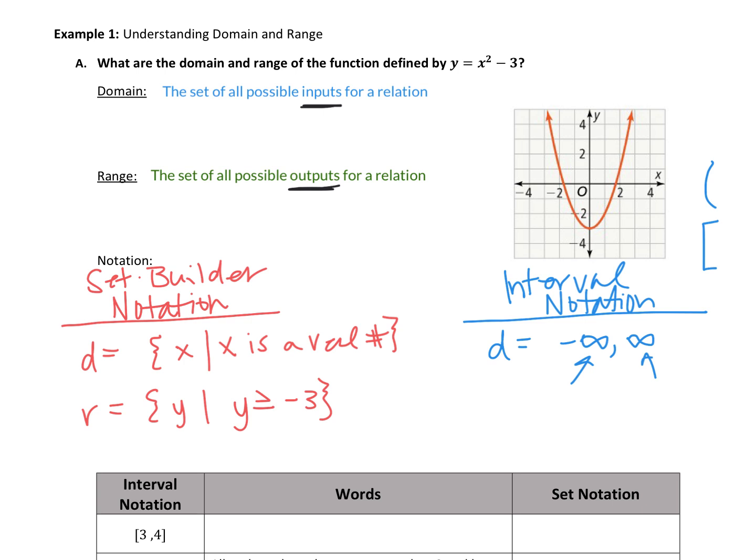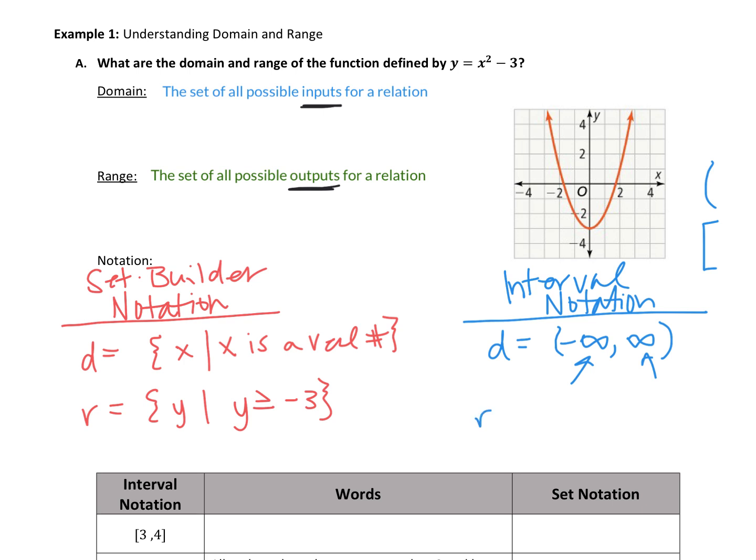So can you ever actually get to negative infinity? You cannot, so we're going to use a bracket. Can you ever actually get to positive infinity? You cannot, so we're going to use a bracket there. So there's interval notation for our domain. We know that domain are all the x's from negative infinity all the way to positive infinity.